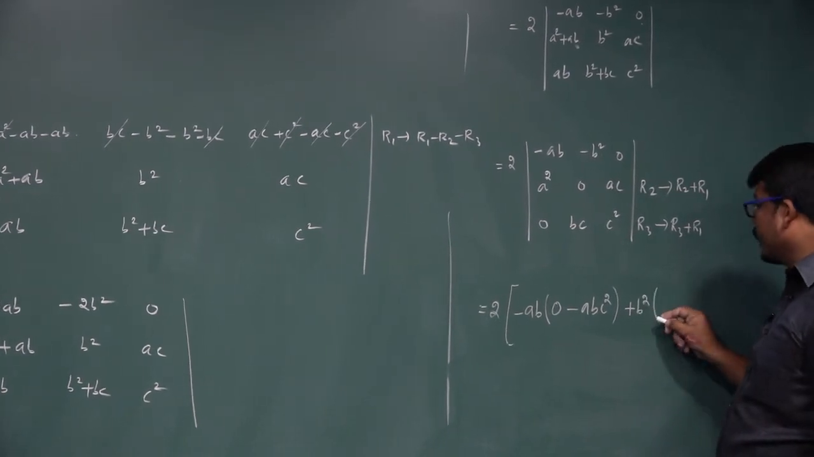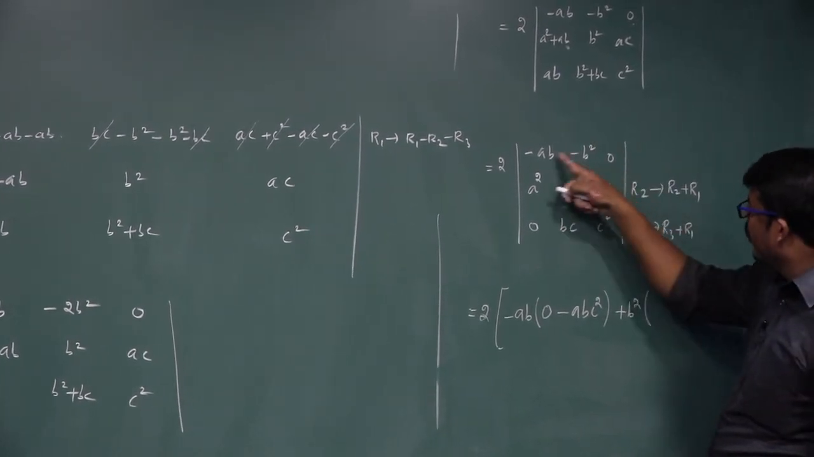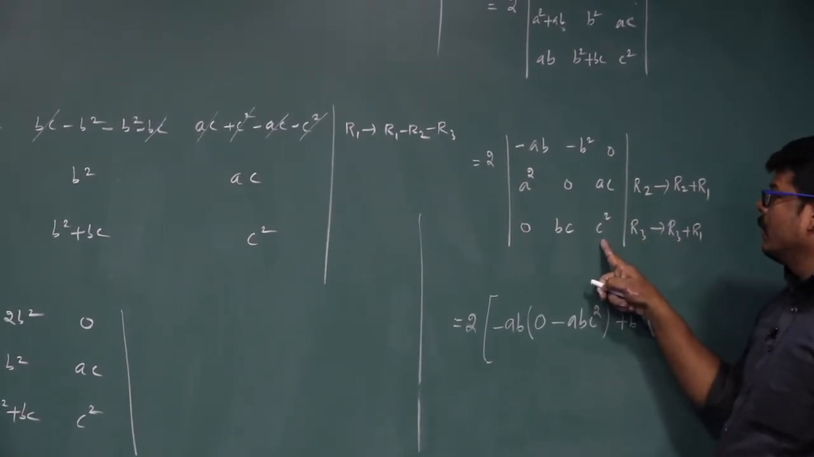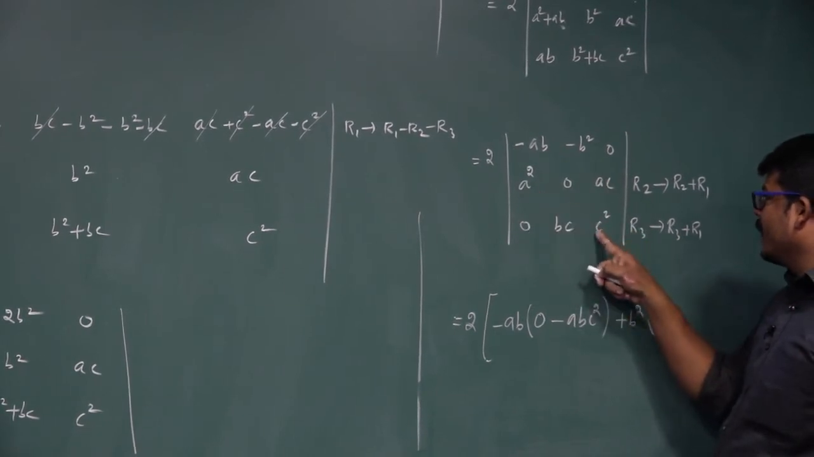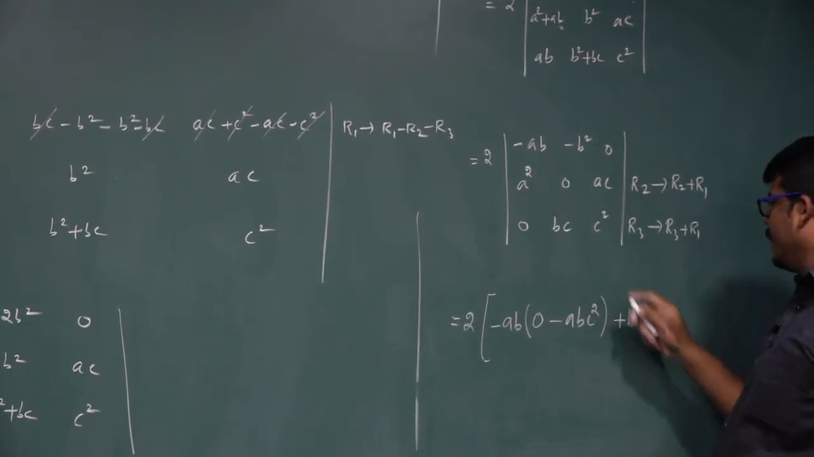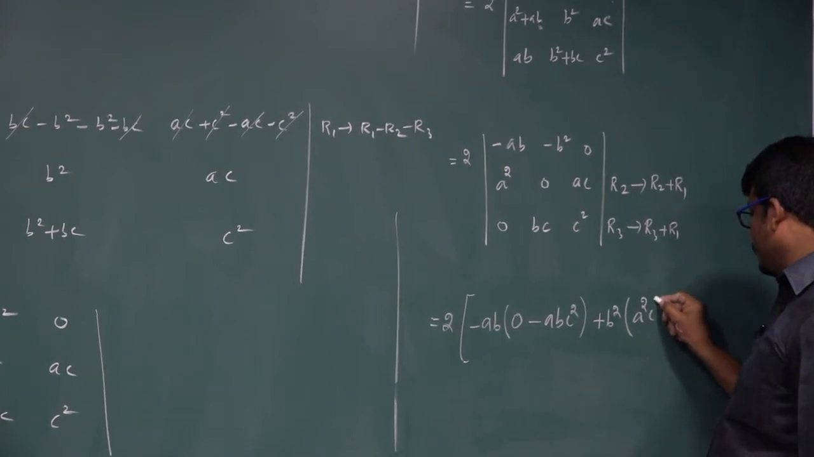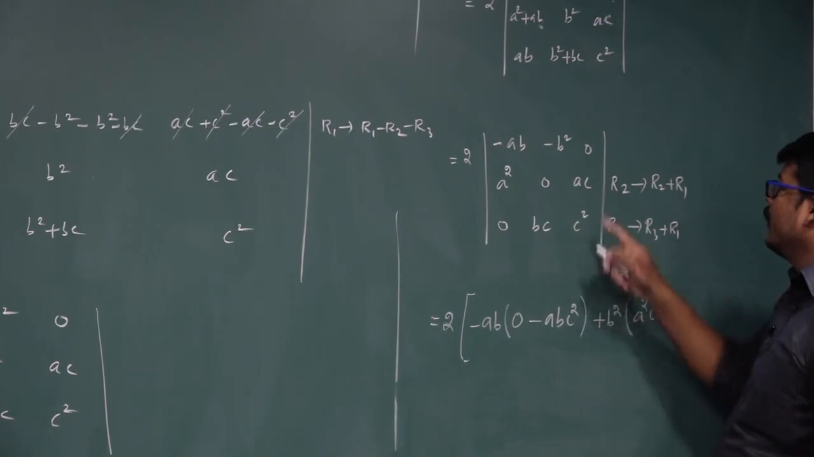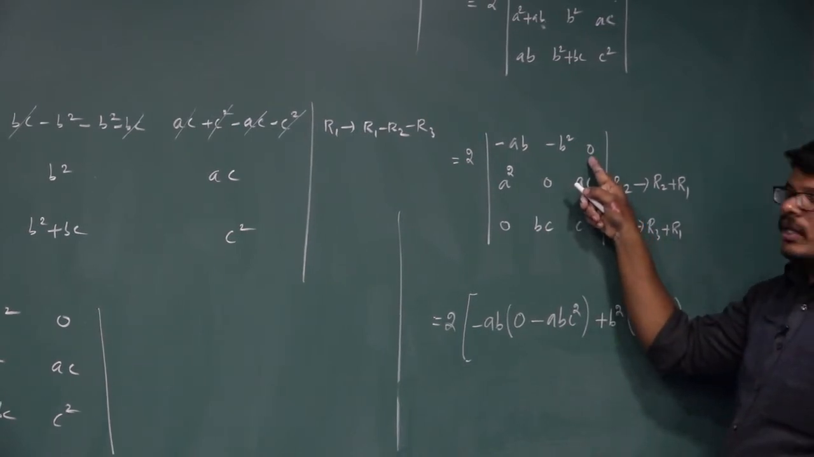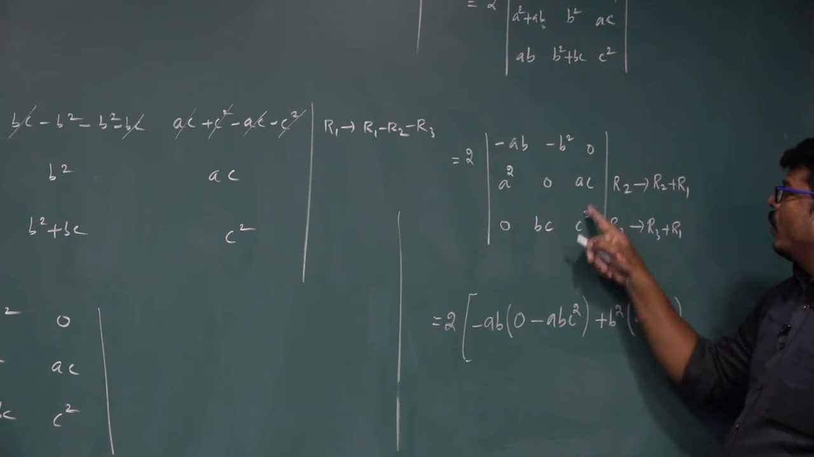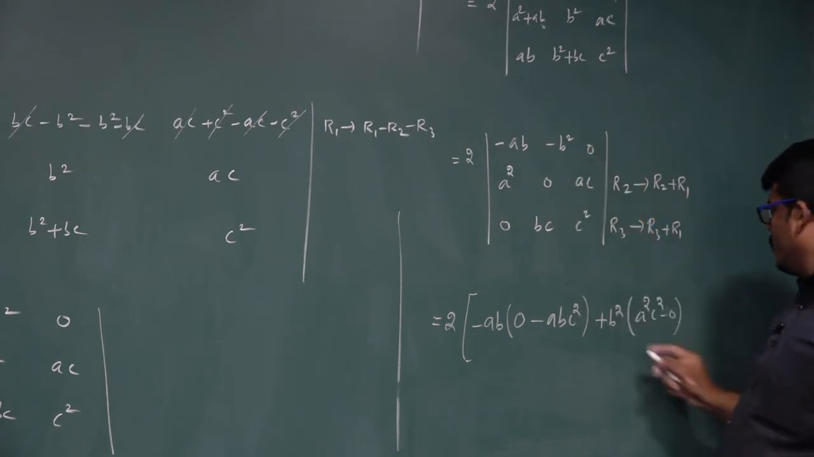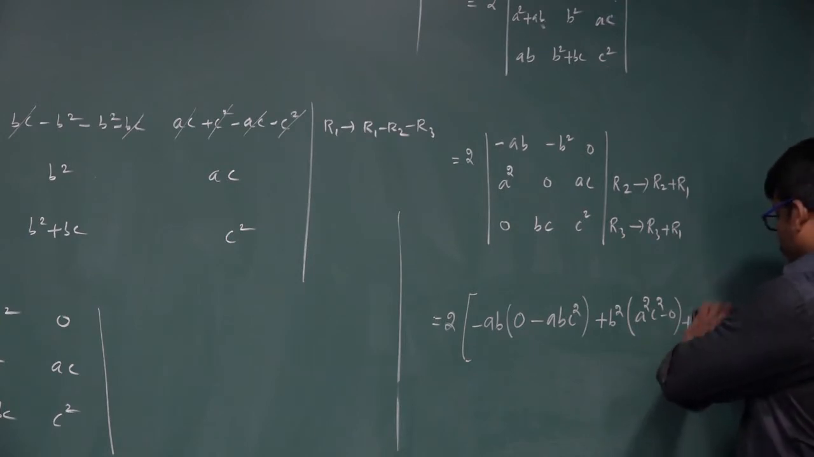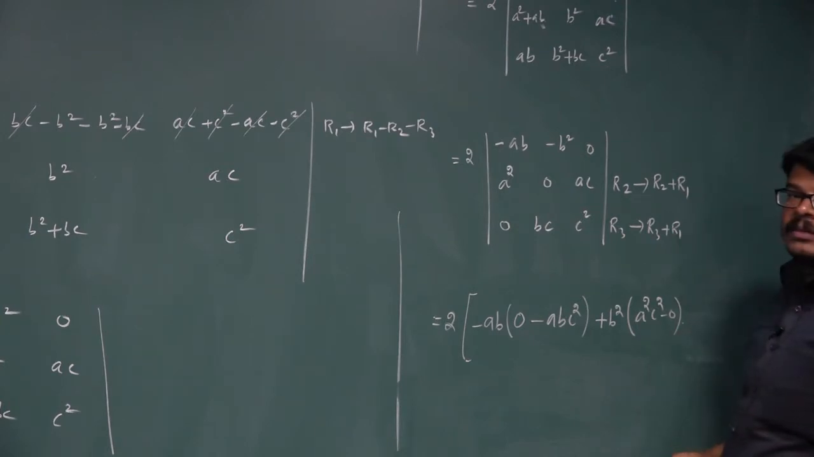Next one, formula is minus, and the element is minus B square, minus into minus, plus B square. Taking the element B square, column and row are eliminated, get the minor matrix A square, AC, 0 and C square. Now value of this minor matrix: first multiply the diagonal, A square C square. Next one, 0 into AC is 0, minus 0. Next one, element is 0. 0 into anything is 0. The value is 0.